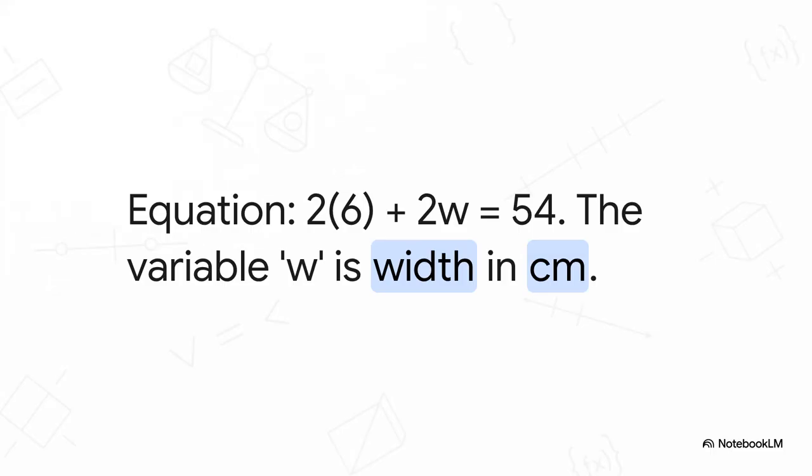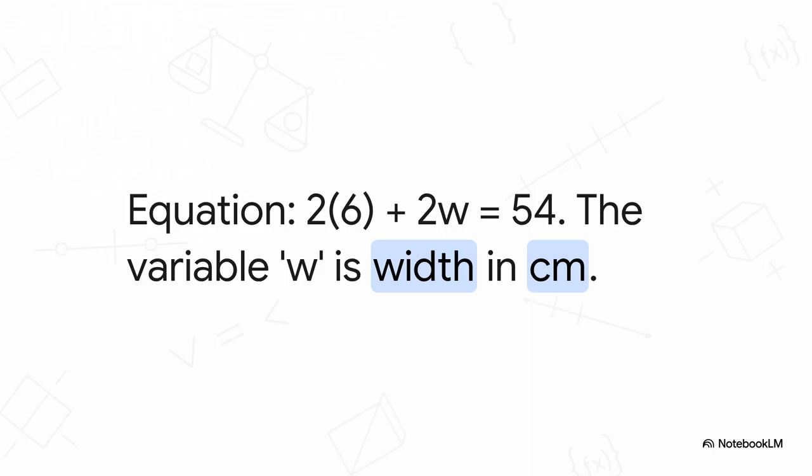Let's walk through the deep reasoning for this one together. The correct equation is 2 times 6 plus 2w equals 54. Why? Because a rectangle has 2 equal lengths and 2 equal widths. So we multiply our known length of 6 by 2 and add it to 2 times our variable w.